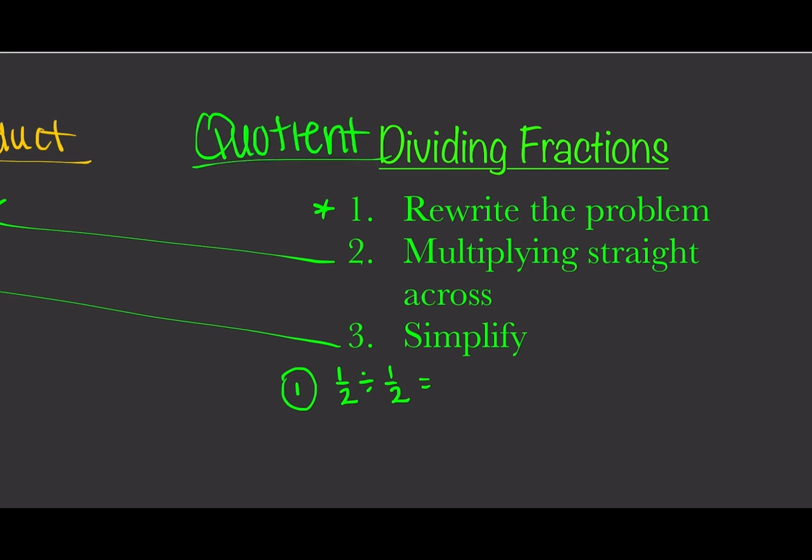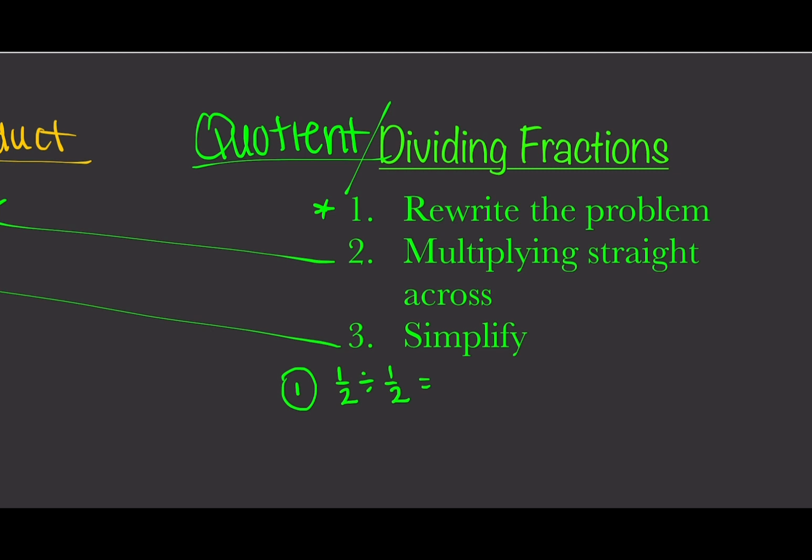So product is multiplying and quotient is dividing. So quotient, dividing fractions. Now, the same thing with multiplying fractions, you do not need a common denominator to divide. We can have it, like our first example here, 1/2 divided by 1/2. There's nothing wrong with having a common denominator, but it is not something we need, which is oftentimes students' favorite things about multiplying and dividing fractions: they don't like common denominators, so we can actually just avoid that.